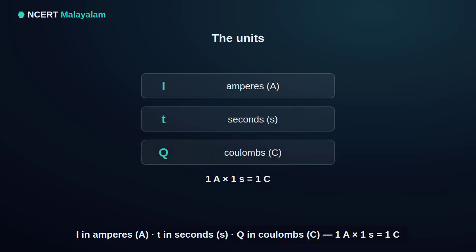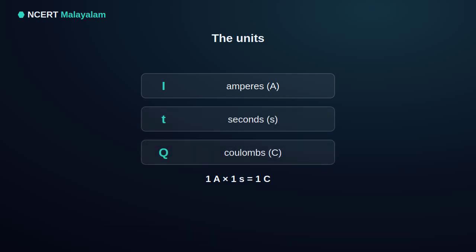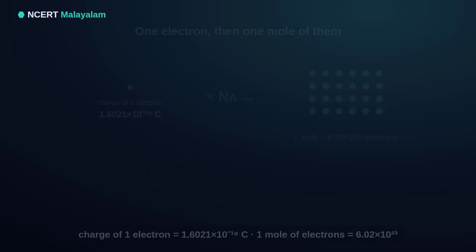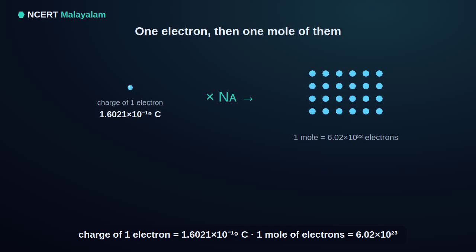1 ampere for 1 second is 1 coulomb. Each ion needs a fixed number of electrons. A silver 1 plus ion needs 1, a copper 2 plus ion needs 2. An electron's charge is tiny, 1.6021 times 10 to the minus 19 coulombs, but we count a whole mole of them, that is 6.02 times 10 to the 23 electrons.